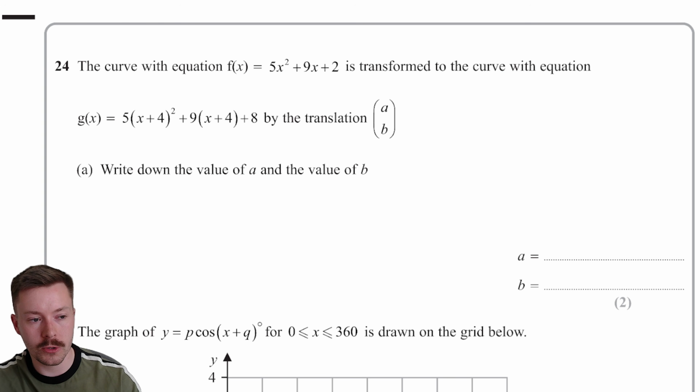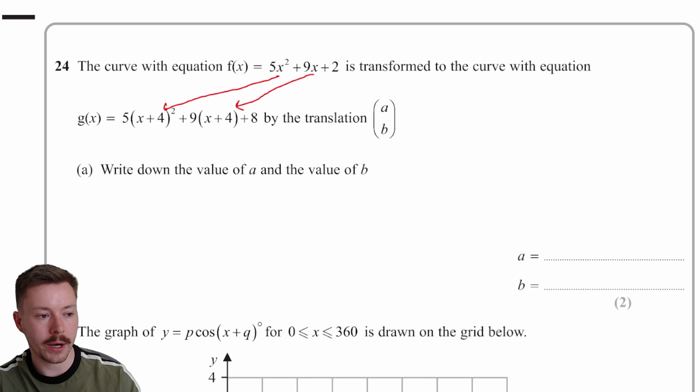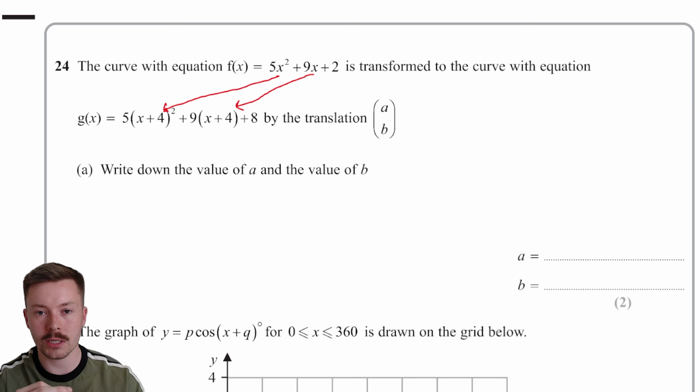Now, what I want to do is think about what's happened to the x. The x has been changed to x plus 4, and actually the coefficients in front, the 5 and the 9, are the same. So that tells me that it's just replaced the x with x plus 4.